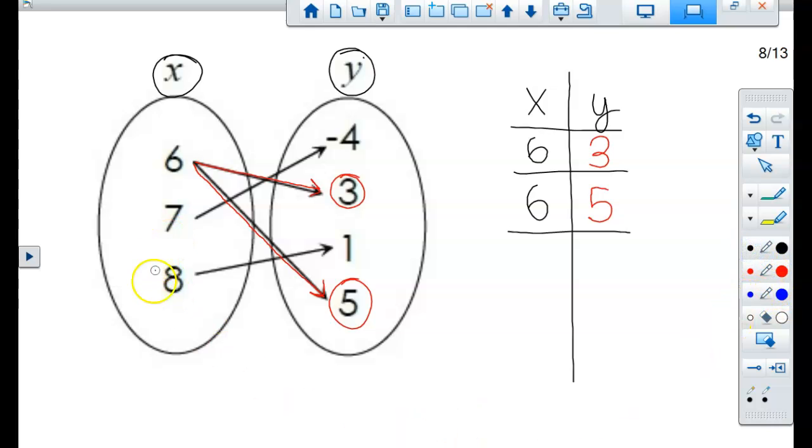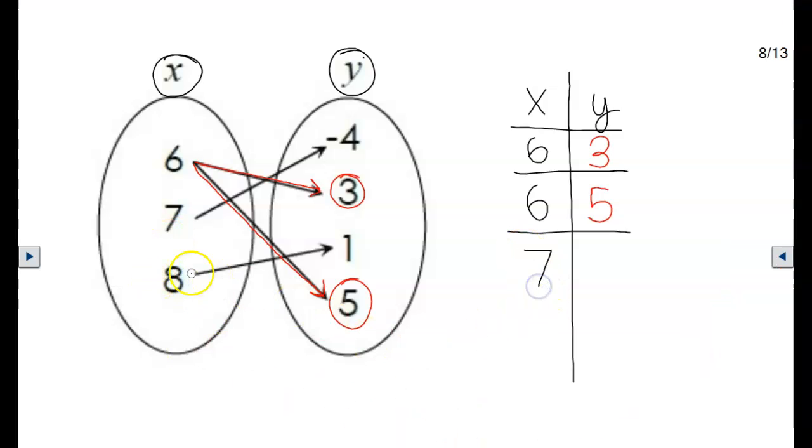Then I have a 7 for my x value. Well, that 7 only connects with -4 over in that y column. And then I have an 8 for my x value, and that 8 connects up with 1. So here is this same information being presented over here as a table.